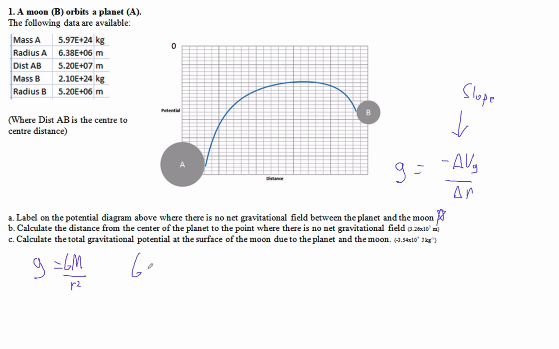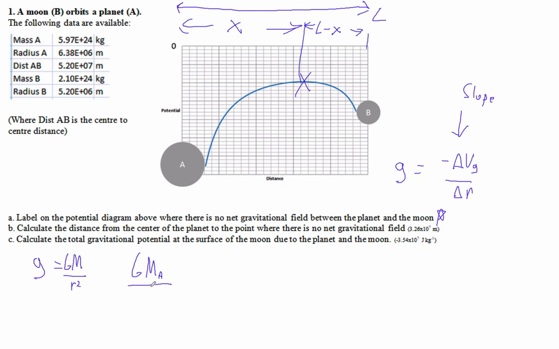So GM_A, and then let's call this spot X, and call this distance X. And then let's call the distance separating their centers L. So the total distance from here to here is L. Let's call the distance to the spot of zero gravitational field X. This distance is, of course, L minus X.